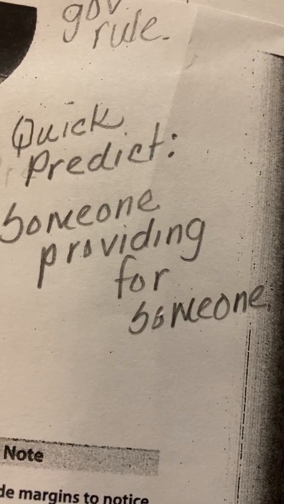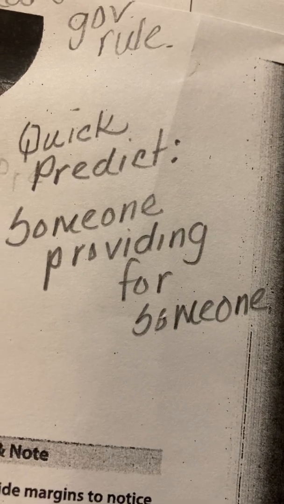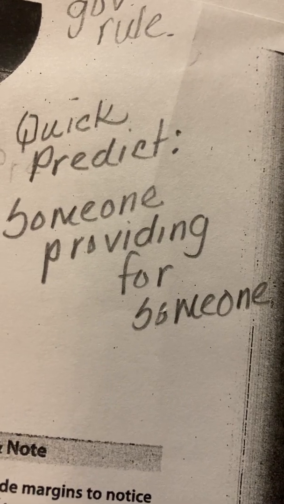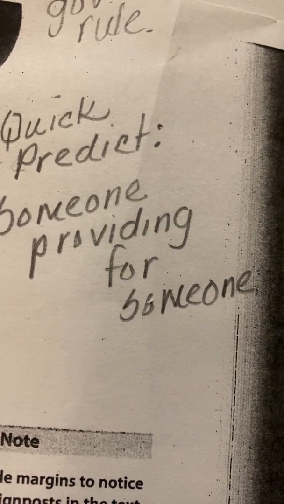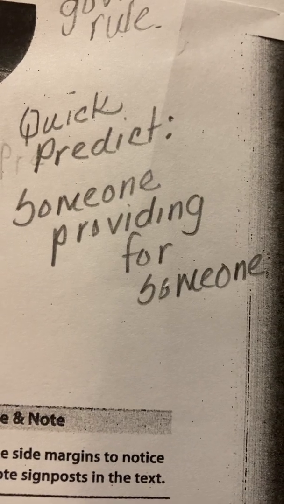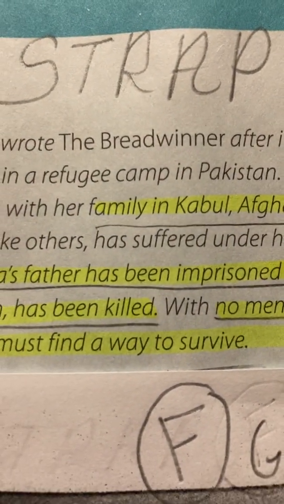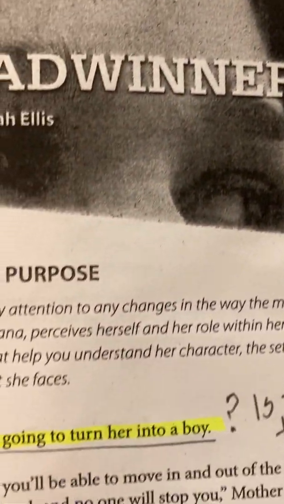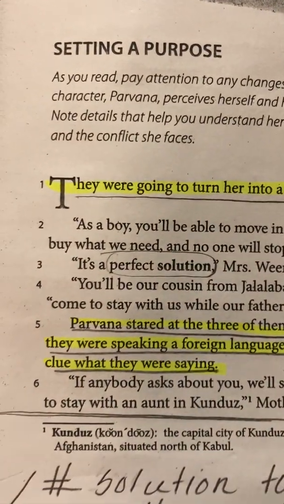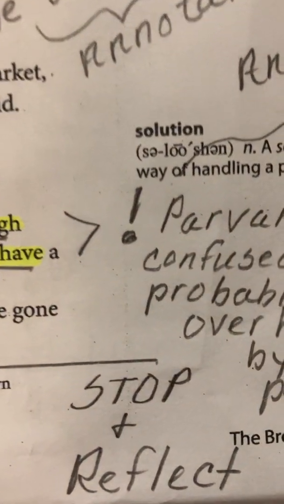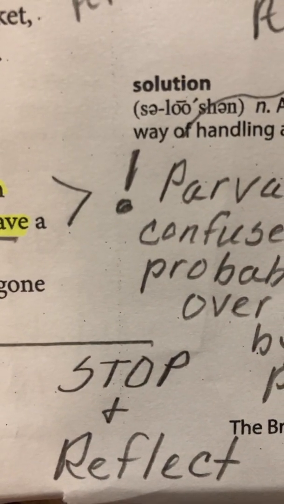So your quick predict should be short, sweet, to the point. What do you think the passage will be about? What do you think will happen? After you have done your quick prediction, it is now time to move on to the R in STRAP. That means read. As you read and you first look at your selection, you are going to draw stop points. Stop points are where you're going to stop and reflect about the text.